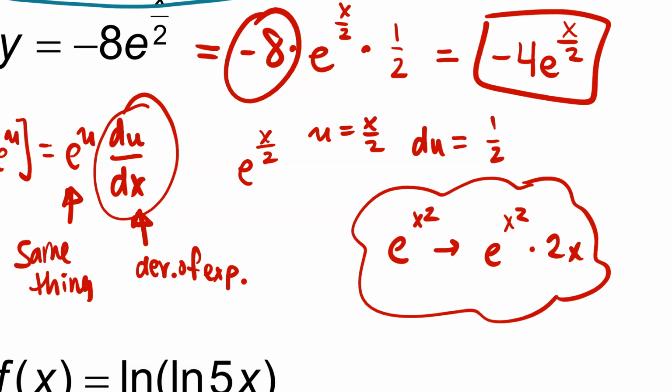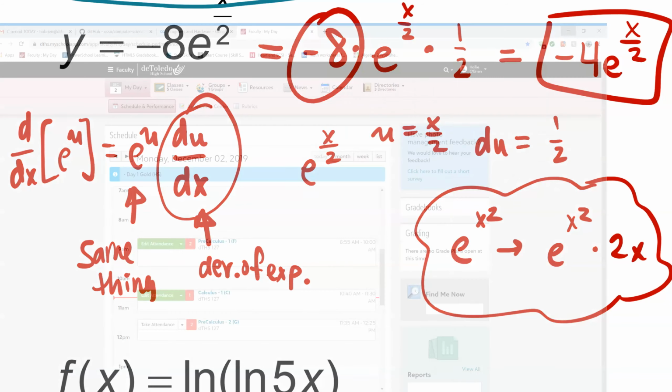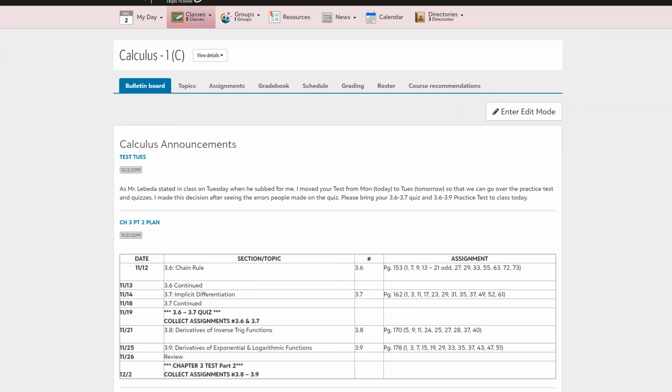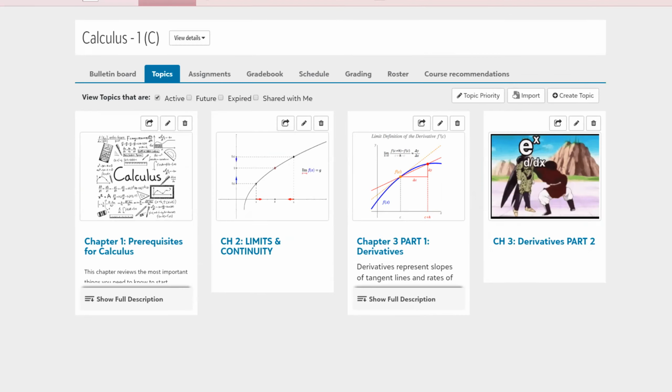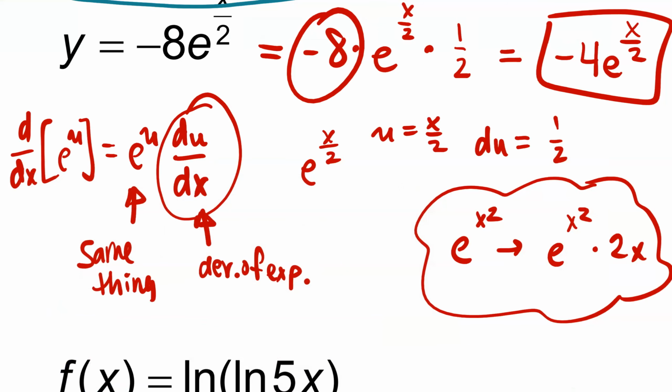Okay, so this is our answer. E's always follow this rule right here. If it's x over 4, the derivative would be 1/4, because that's literally 1/4 x. X over 4 is just 1/4 x.